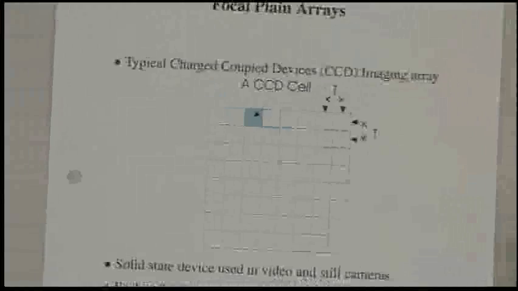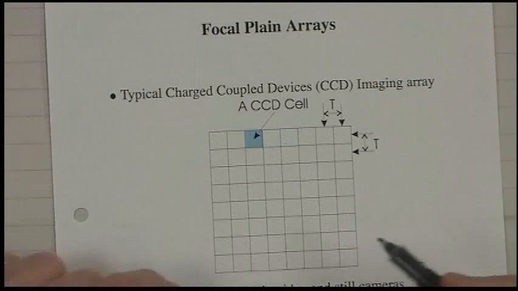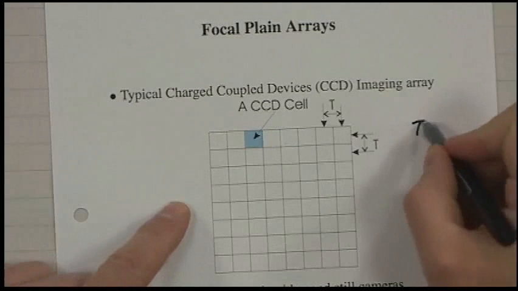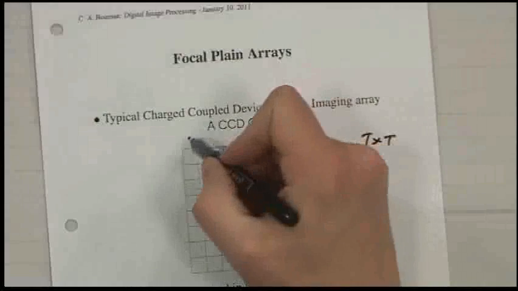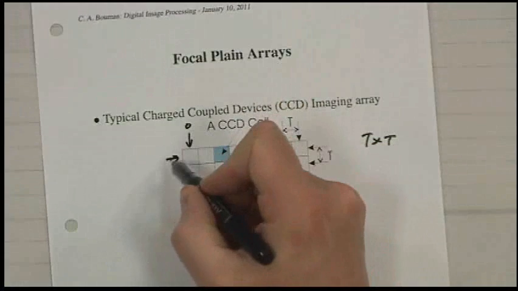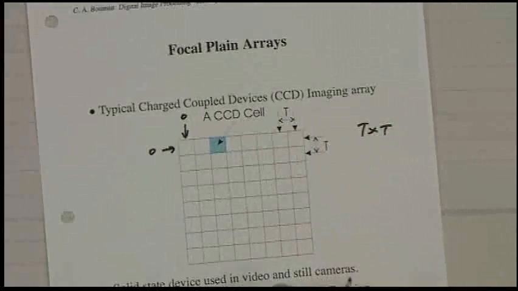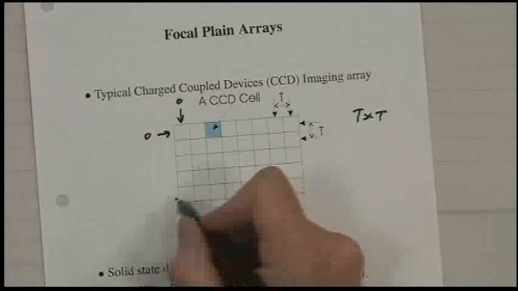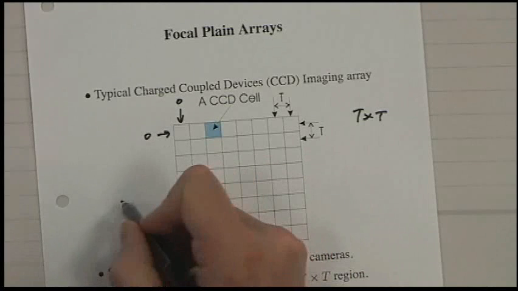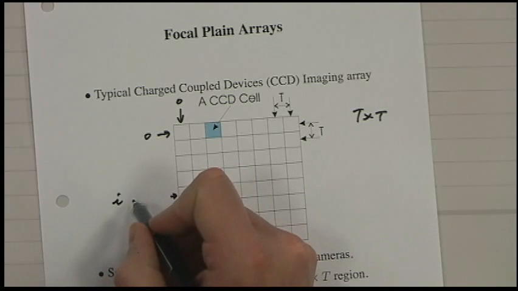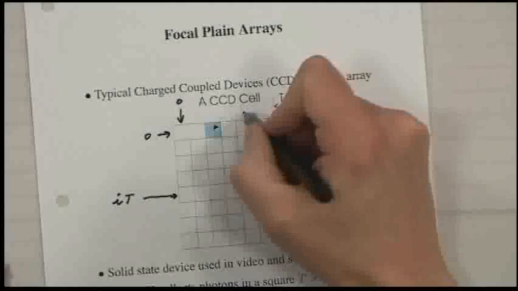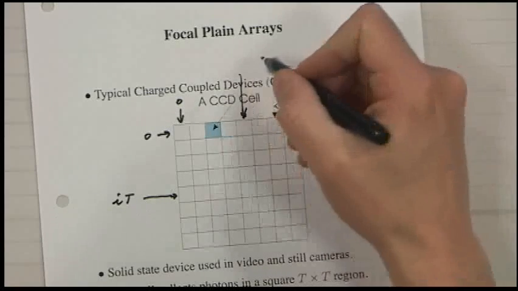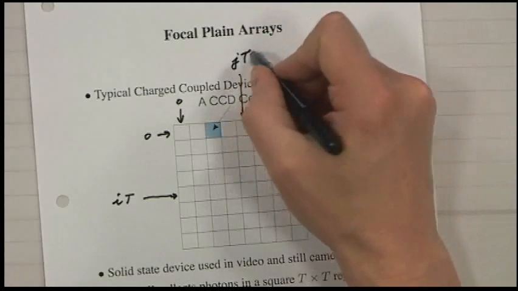So that's sort of the situation. Mathematically, each of these cells is t by t. You can model that as an integral. Let's say the position of the first cell is at 0, 0. Then the ijth cell will be at i times t in x, and j times t in y.